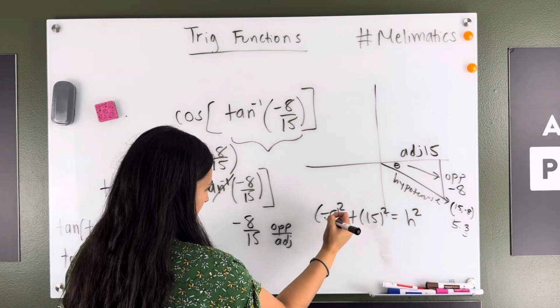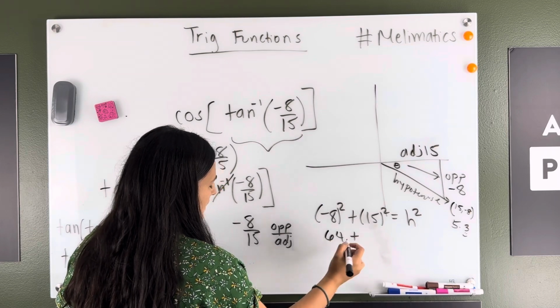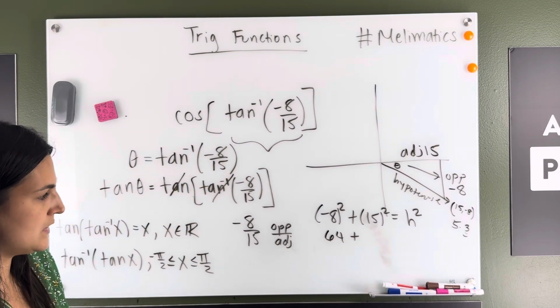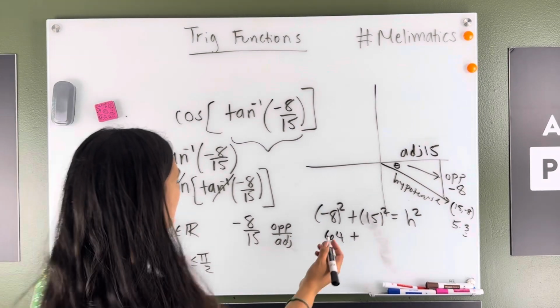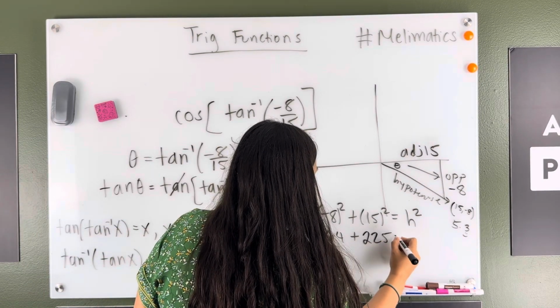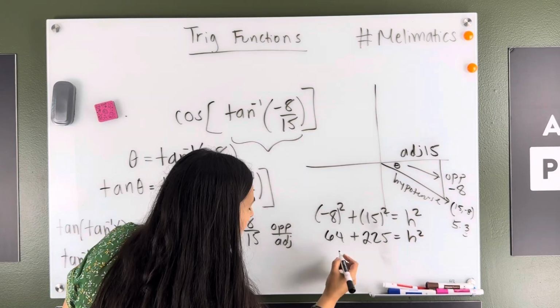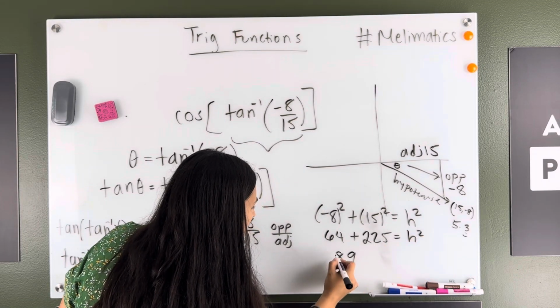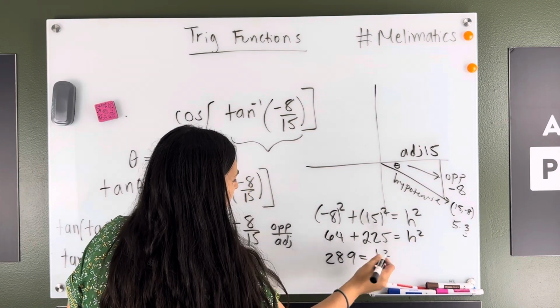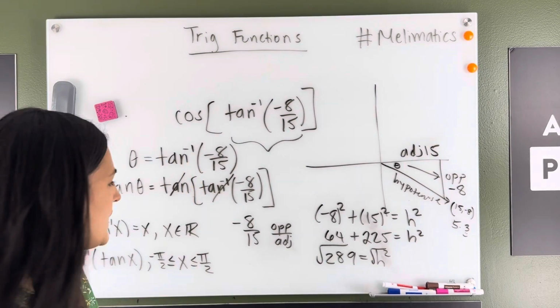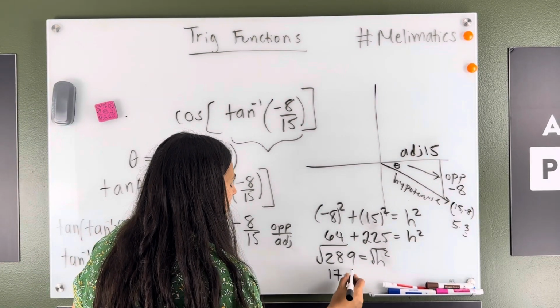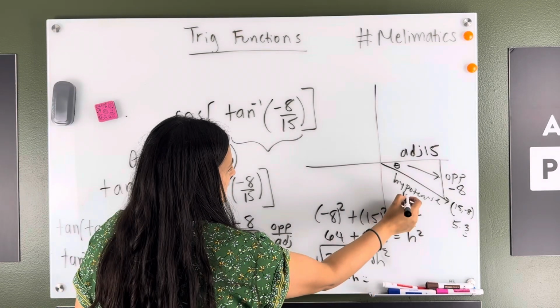Okay, so now let's do the math. So this is 64 plus 15 times 15, that's 225, correct? Okay, now we're gonna add them, 289, and then opposite of squaring, square rooting. So you have the square root of 289, which is a perfect square of 17. Okay, so we get 17 here.